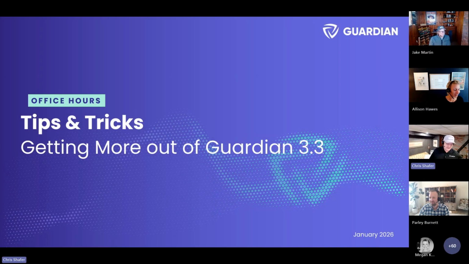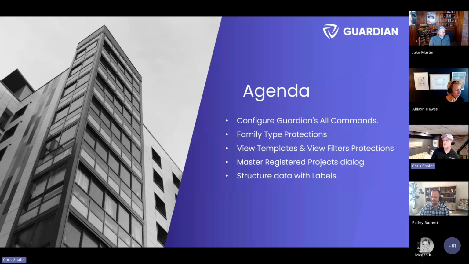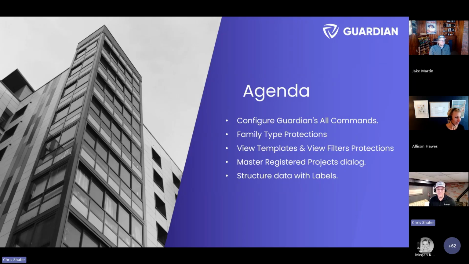All right, let's go ahead and get started here. So today's agenda, we're going to go over, and I should say Jake is going to go over, configuring Guardian's new all commands feature. I'm incredibly excited about this one. Then we're going to switch over to family type protections and then on to view template and view filter protections. And then Allison's going to round it out with demonstrating our new register projects dialog, really going to give a deep dive on that. And then also getting into our new labels features within.